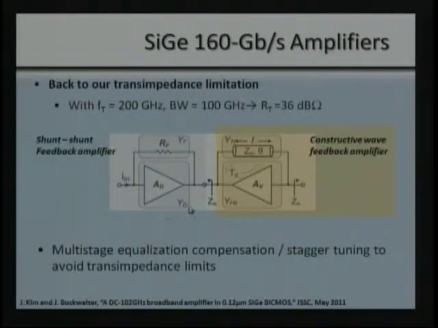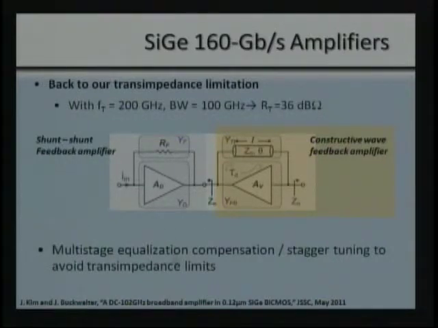But that's based only on a shunt feedback amplifier with a resistor RF connected between the input and the output. It turns out if we use this constructive wave amplifier, as you know from what we've described, it's a feedback amplifier that points in the direction of the output of this shunt feedback amplifier and uses a transmission line for feedback. This can end up providing a much broader bandwidth than we got from the original transimpedance amplifier.